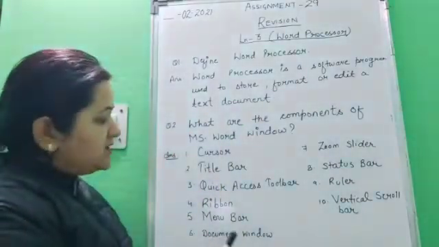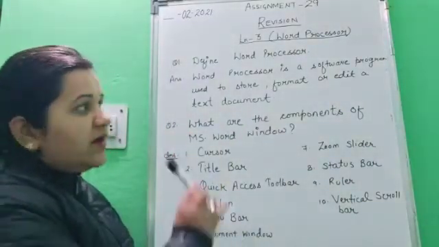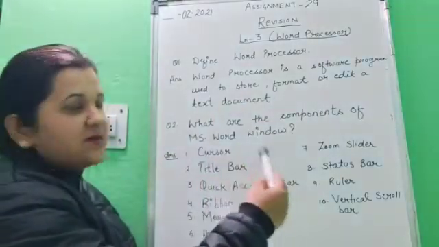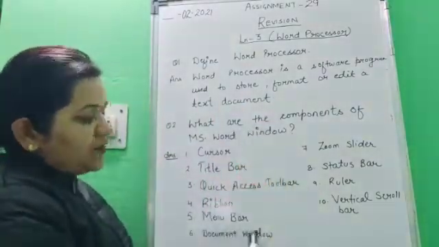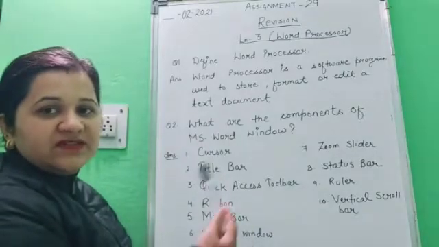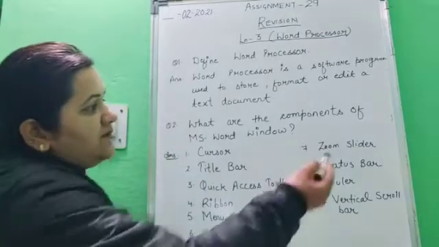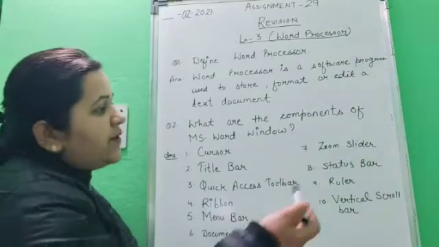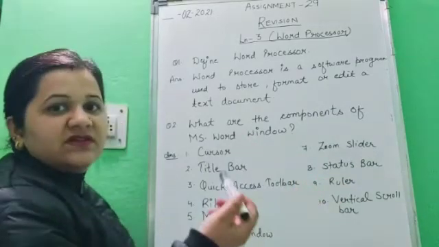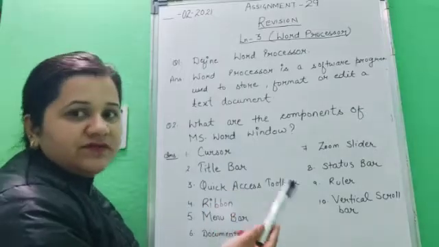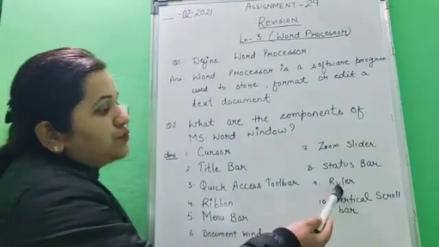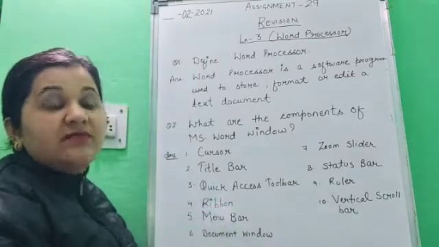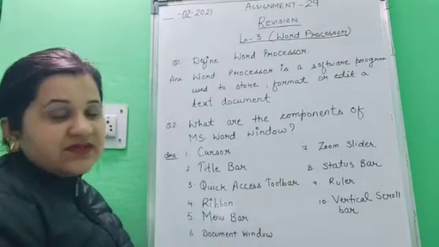Next is the document window, on which we write. Suppose this is the white area in which I have written something and it is shown to you. In the same way, the document window on the computer screen is the part where we write something. Next is the zoom slider, which helps us to increase or decrease the size of the window. Next is the status bar, which shows us the number of pages and also the number of words which we have written on it. Next is the ruler. The ruler is used to set the margin.